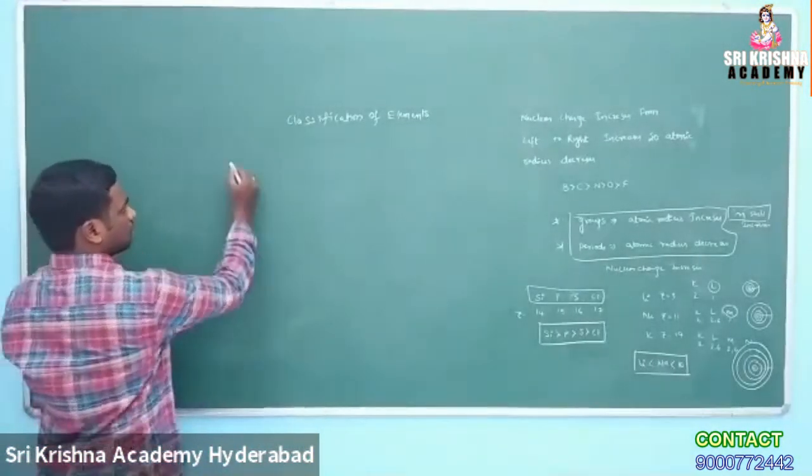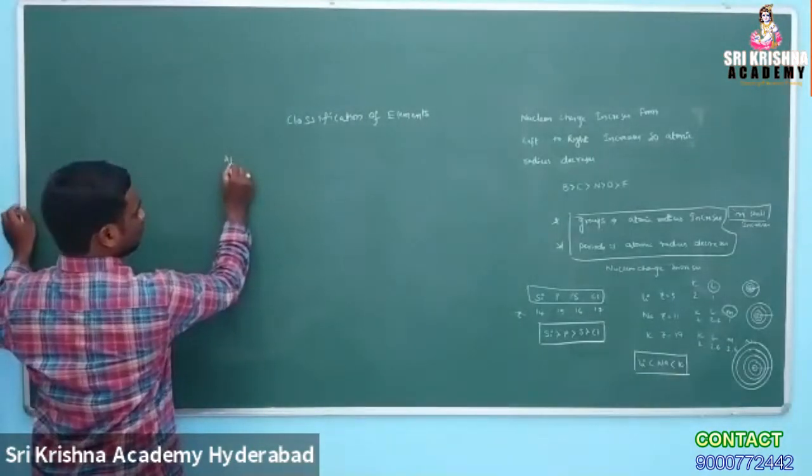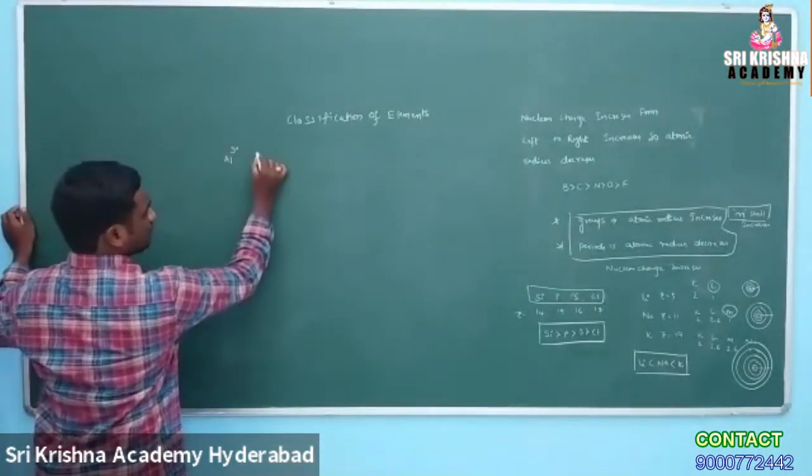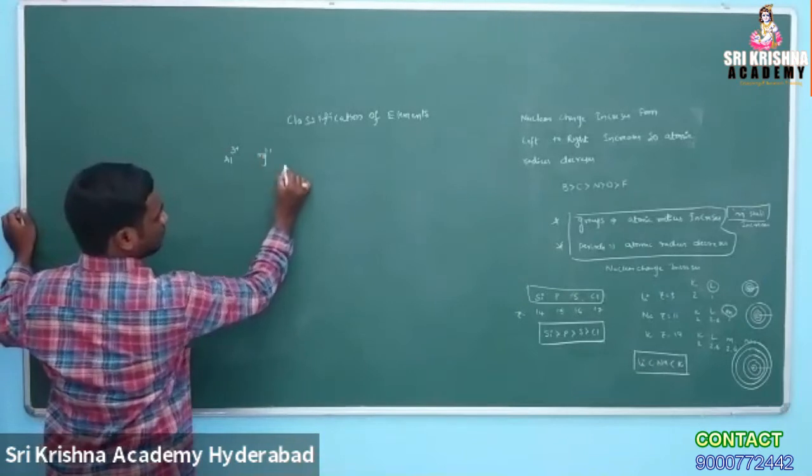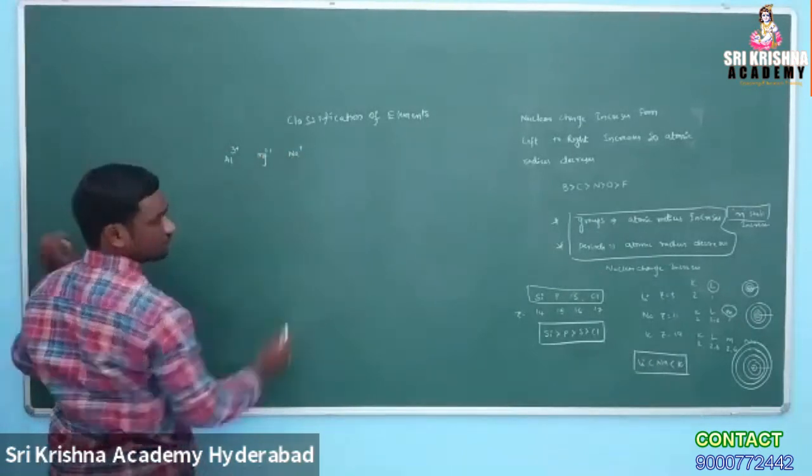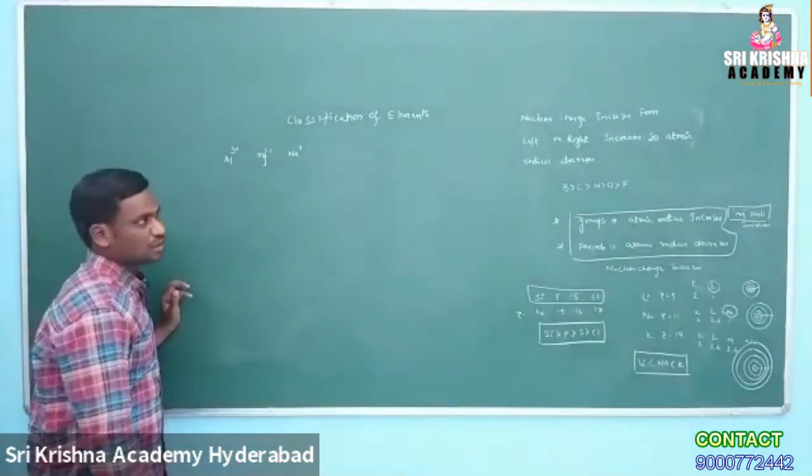Different elements are there. Suppose charged species is there. This is aluminium 3 plus. Next magnesium 2 plus. Next Na plus. This is called charged species.